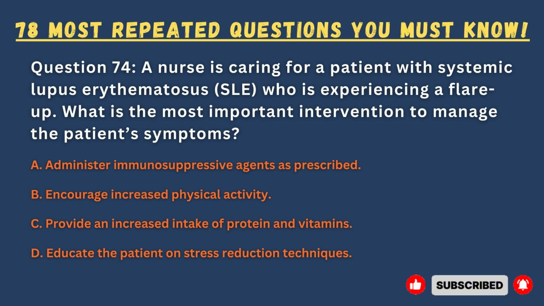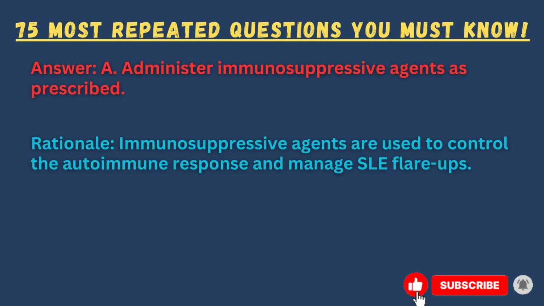A. Administer immunosuppressive agents as prescribed. B. Encourage increased physical activity. C. Provide an increased intake of protein and vitamins. D. Educate the patient on stress reduction techniques. Answer: A. Administer immunosuppressive agents as prescribed. Rationale: immunosuppressive agents are used to control the autoimmune response and manage SLE flare-ups.